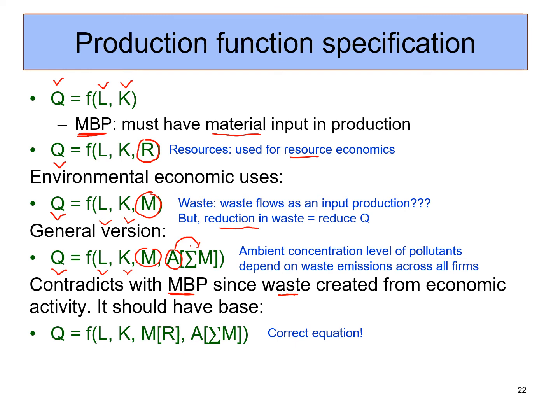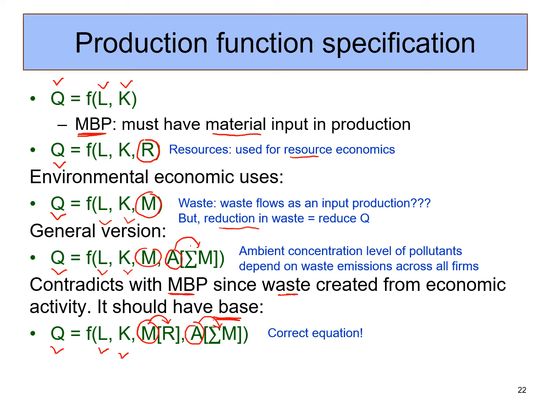So definitely you have to have the base. You have to have the resources. So the last equation is: output is a function of labor, capital, and you also have M, which is waste. And this waste is actually created from the resources used. So you have the resources, and from the resources that you use, you create the waste, and then you have the ambient concentration level of pollutant out of your waste emission. So this is the correct equation for the production function.